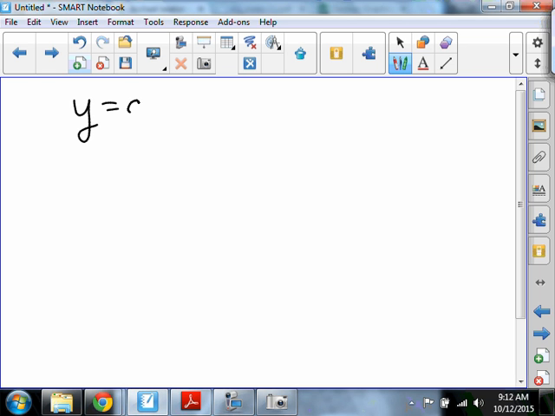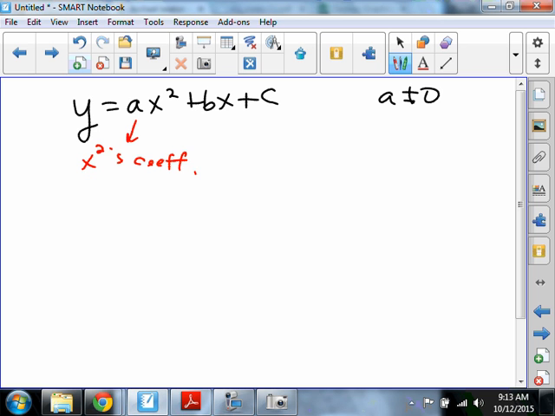So standard form is y equals ax squared plus bx plus c, where a is not 0. To be real clear, a is x squared's coefficient, right? And b is the coefficient of x. B is x's coefficient. And c has a special name. It's called c for a reason, because it's never changing. Because it remains constant. Good. So c is called the constant.